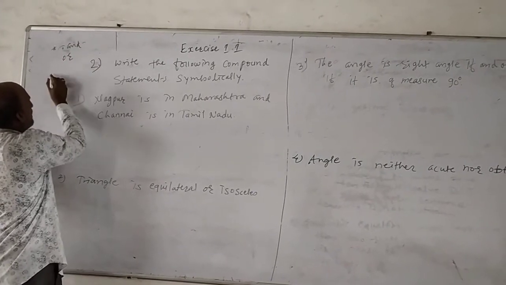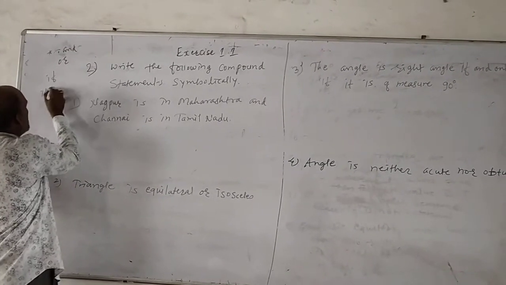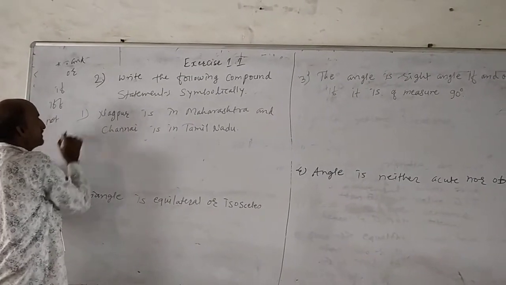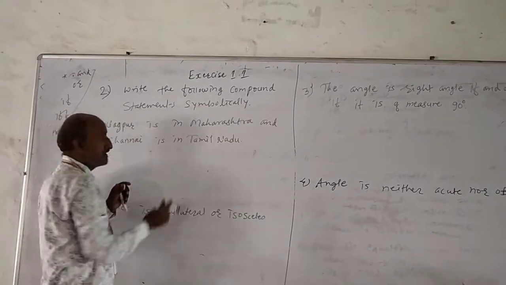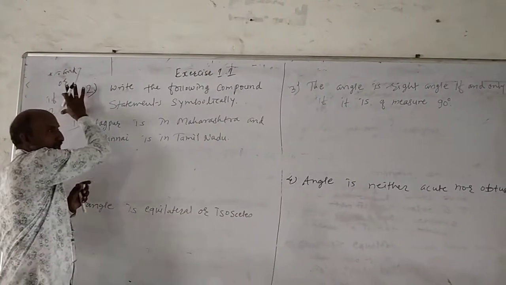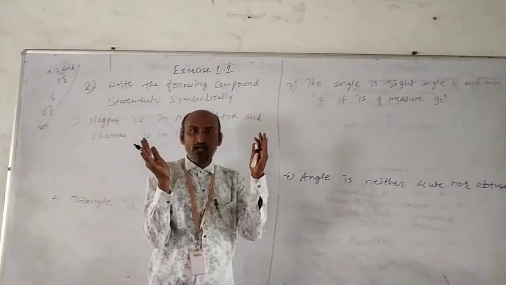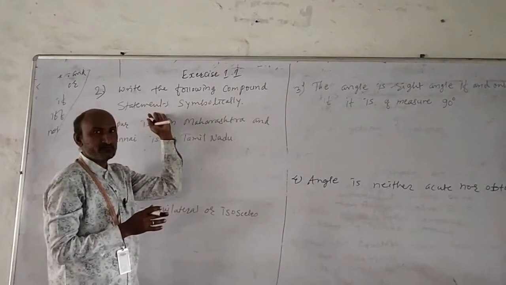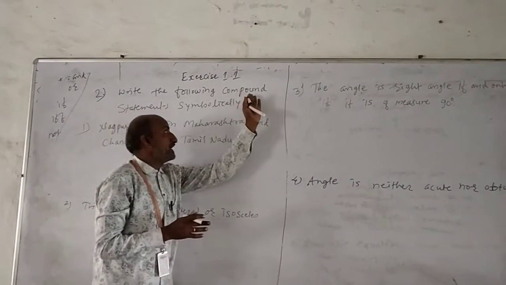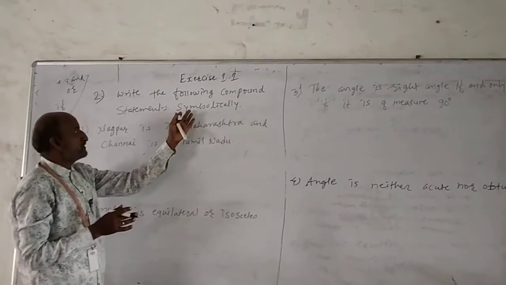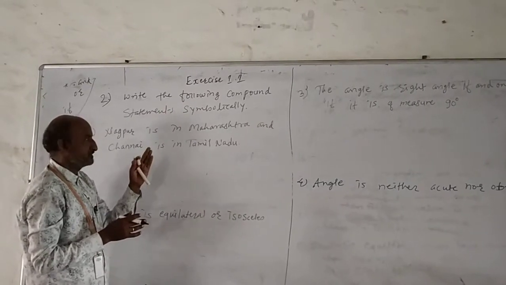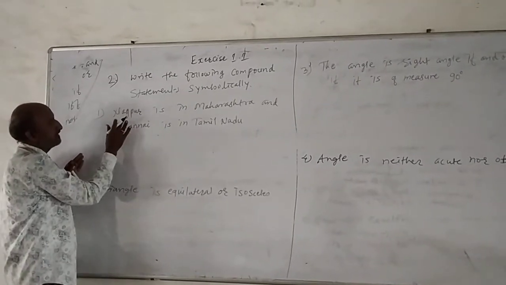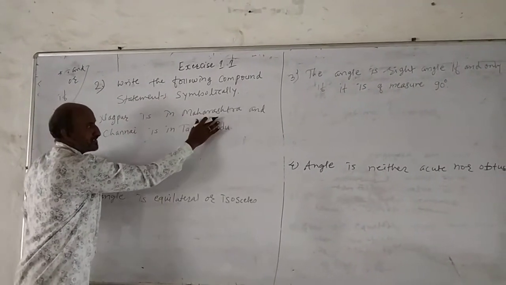And, or, if and only if, then, not. These are the connectives. Using these connectives, when two simple statements are connected, it is called a compound statement. But you have to explain it in symbolic form. Then try to understand here. Take one example, number 1: Nagpur is in Maharashtra.